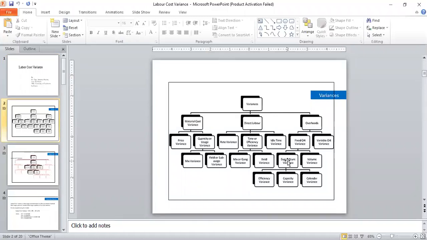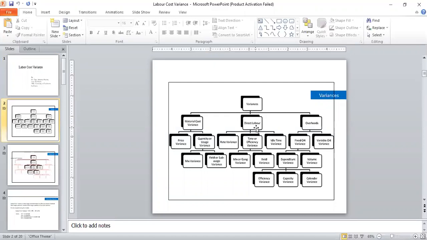We can see the overall picture of the total cost variance, which has three components: the material cost, direct labor cost, and overhead cost. Material cost variance has two components: price variance and quantity or usage variance. Quantity variance has two further components: one is the mix variance and the other is the yield or sub usage variance.